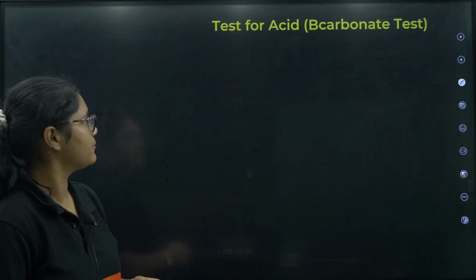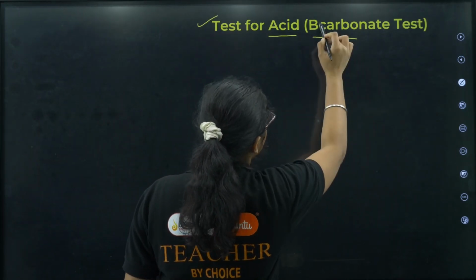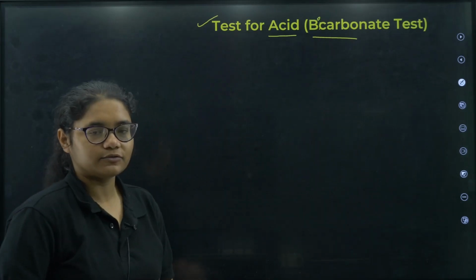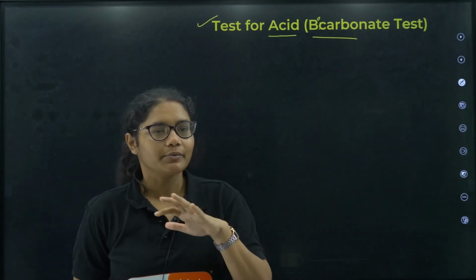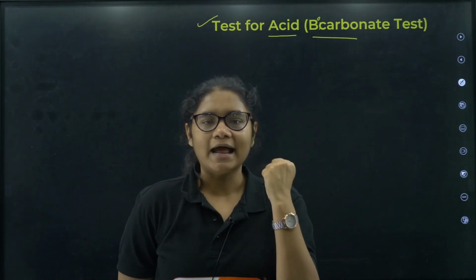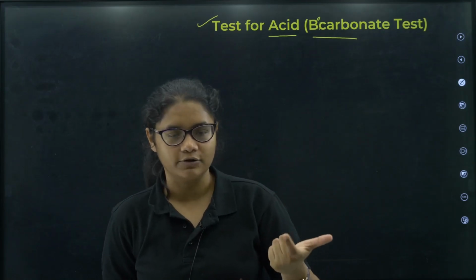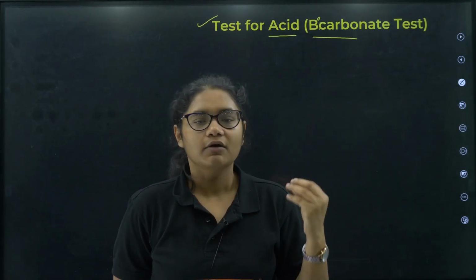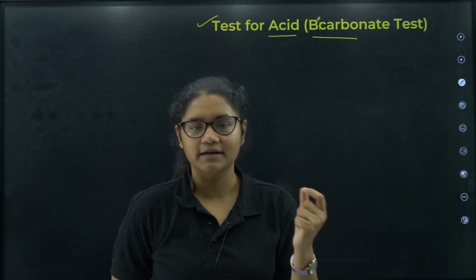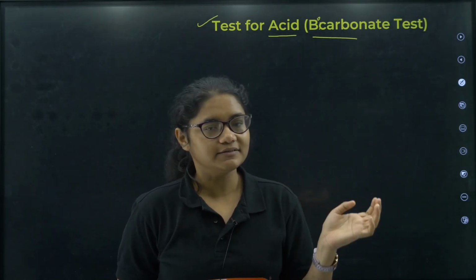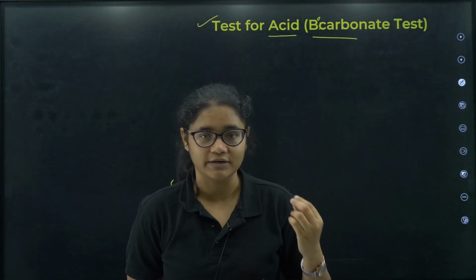Now I'll go to something very important, that is the test for acid, the bicarbonate test. This is a question that is very repeatedly asked. A question will not be asked directly. Questions like: a student has two test tubes A and B. In one there is ethanol, in one there is ethanoic acid, but they are not labeled. What experiment can the student do to identify where ethanol is present and where ethanoic acid is present? This question is there in many of your sample papers and previous year questions as well.